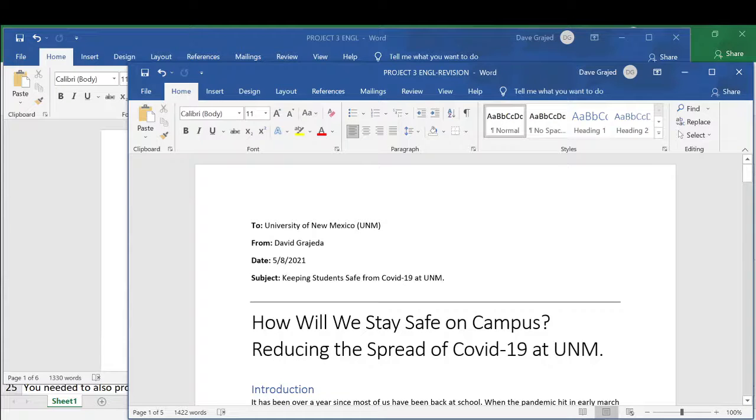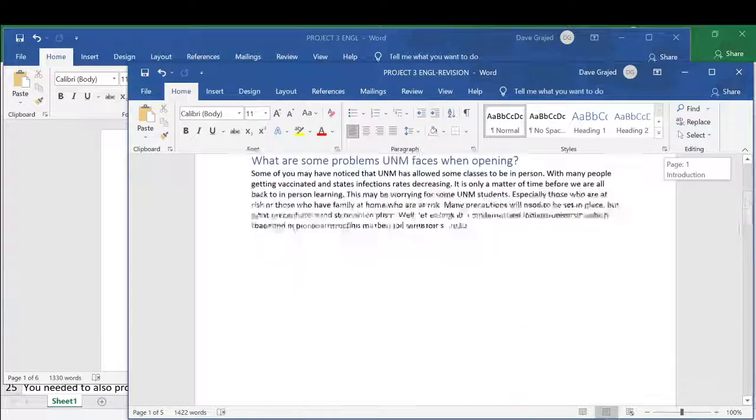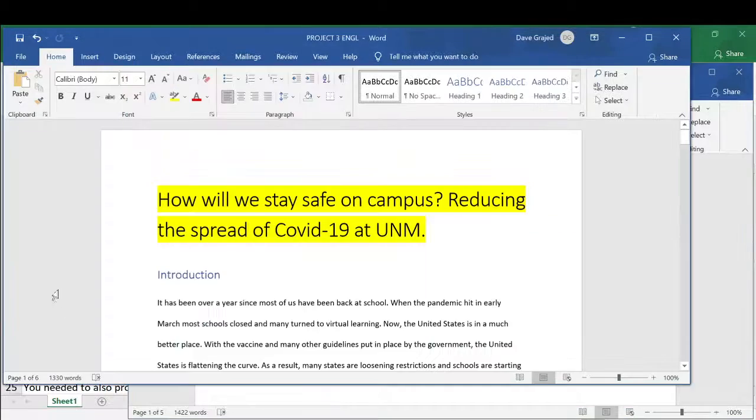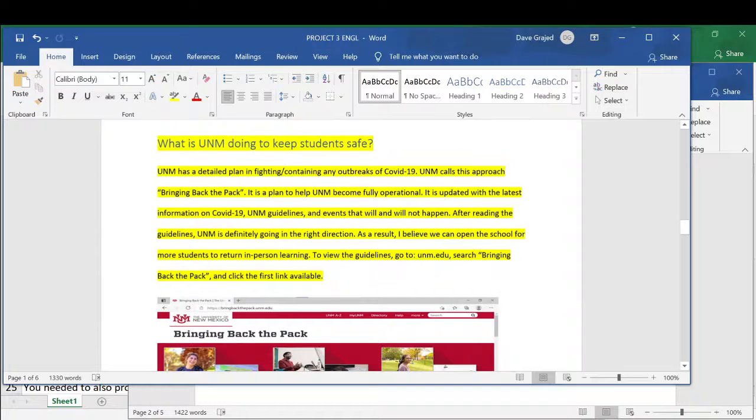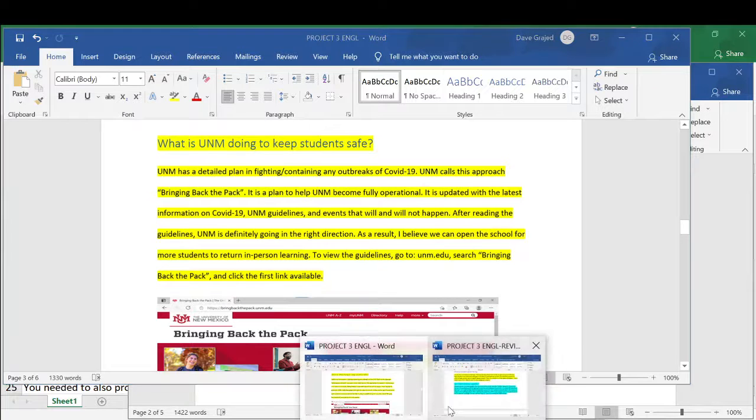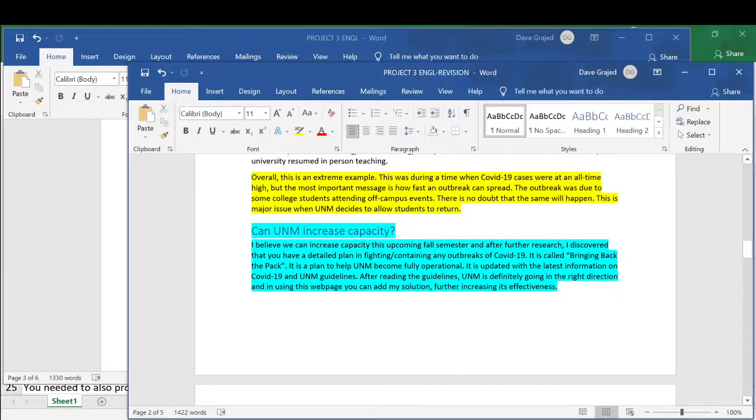The next revision I tackled is changing my supporting points. For example, under what is UNM doing to keep students safe, the paragraph talks about UNM in third person, even though that is who I am addressing, and only mentions what UNM is doing. So, in my revision, instead of just talking about the strategies used by UNM, I made it clear by changing the header to let the reader know that I mentioned these strategies to support my argument in supporting an increase in capacity.